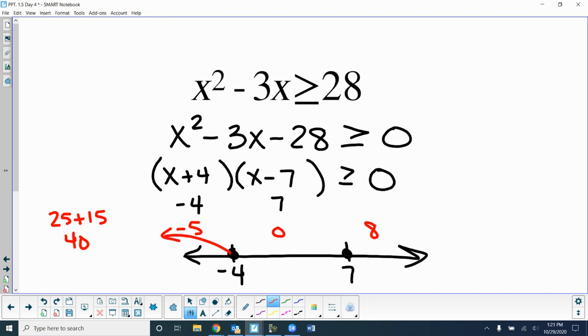When I put 0 in there, I got 0 minus 0. So 0 is not going to be bigger than 28. 8 squared is 64. And 3 times 4 is 24. And I'm subtracting, that's 40. Is that bigger than 28? Yeah. So there's my graph for that.